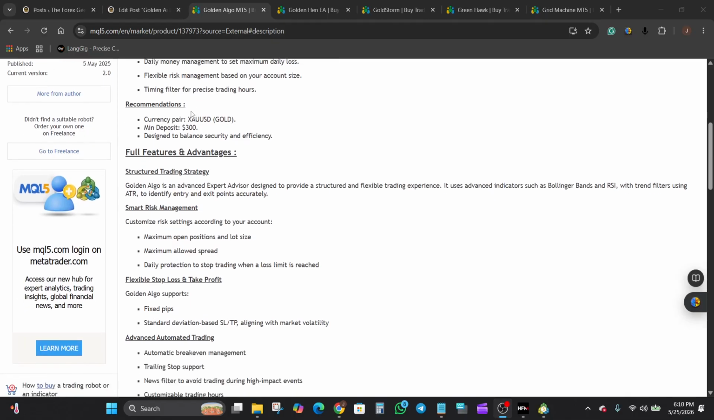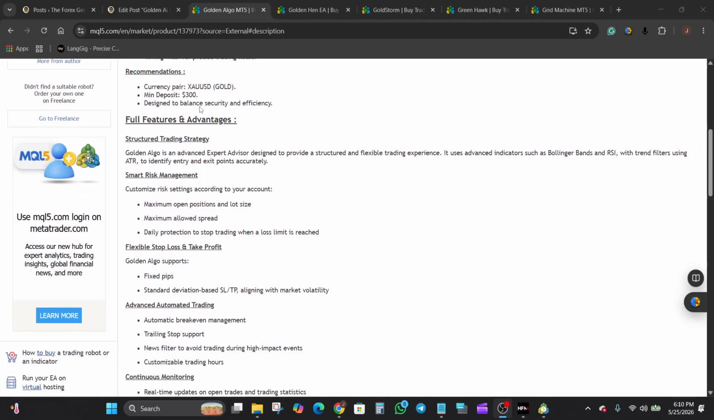Now, moving further down, I also noticed that it includes timing filters, meaning you can define trading hours. So instead of running all day, it can be restricted to specific time windows, which gives more control over when trades are taken. Now, looking at the core strategy section, the EA uses a combination of technical indicators, including Bollinger Bands, RSI, and ATR based trend filtering.